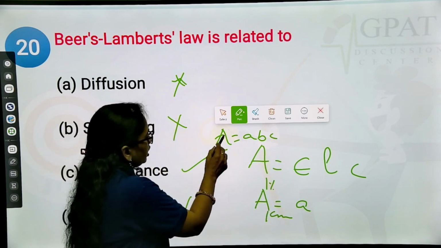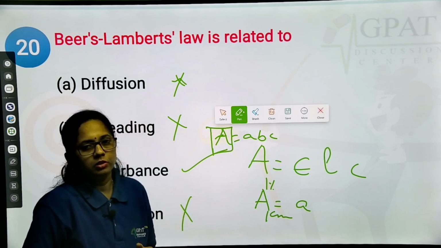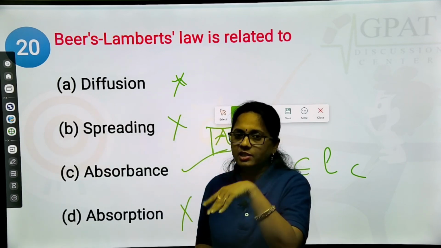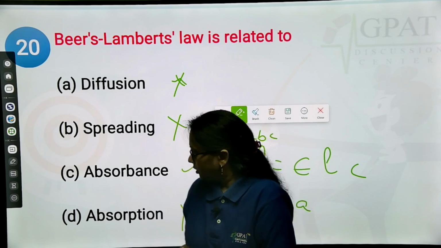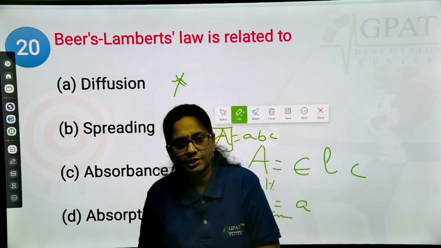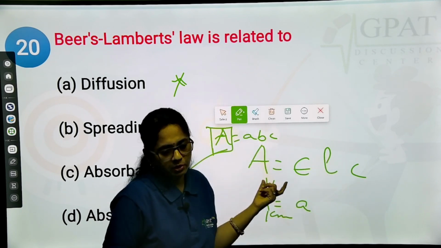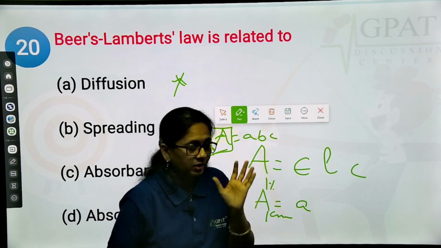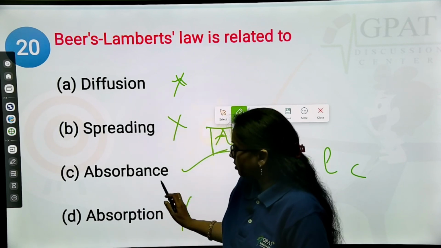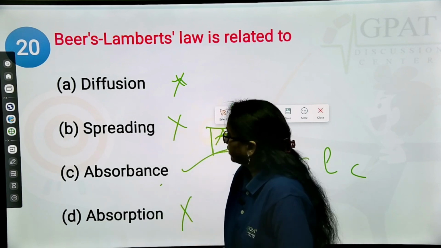In this way you can remember Beer-Lambert's law very easily. Majorly, A is nothing but the absorbance value. Whenever you are talking in terms of IR, that is a transmittance value. But in the case of the UV-visible spectrophotometer, we are talking about Beer-Lambert's law, that is A equals epsilon into L into C, or A equals ABC. That A is nothing but the absorbance, not the absorption. Absorbance is the right word. So option C is the right answer.